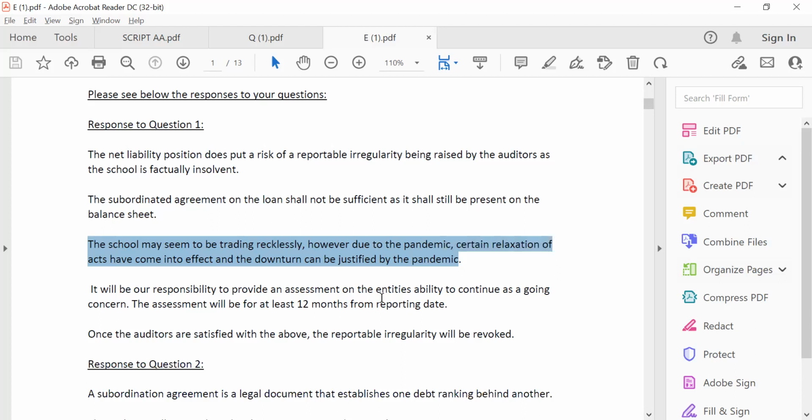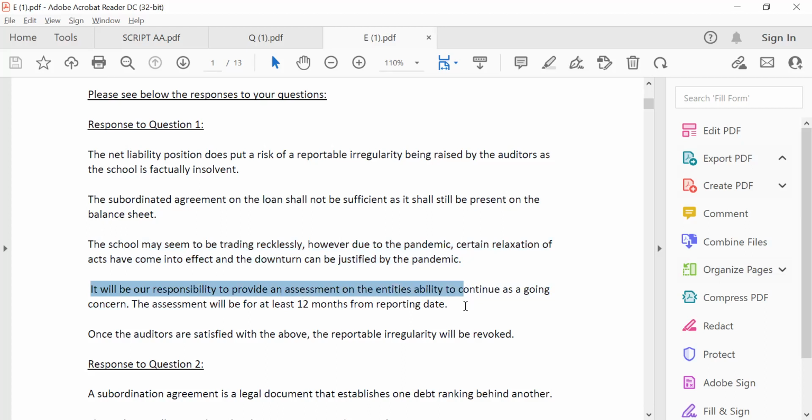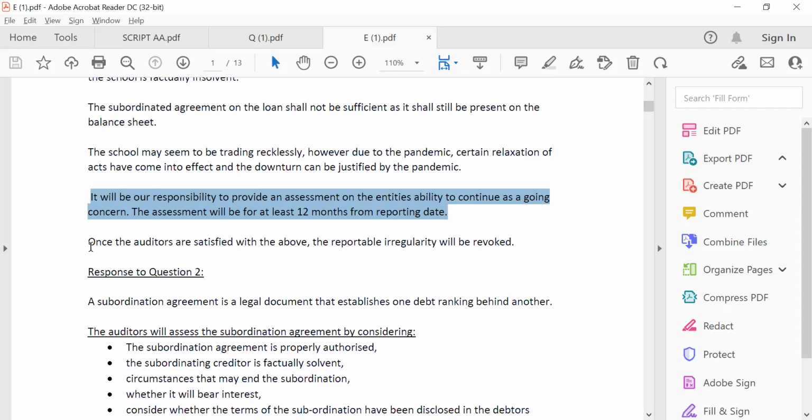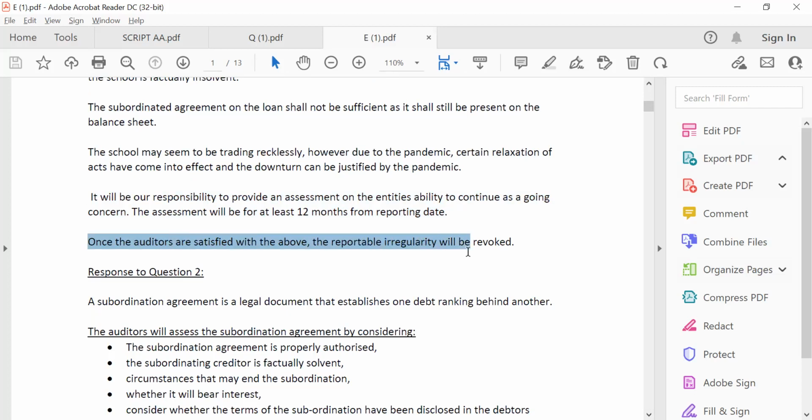It will be our responsibility to provide an assessment of an entity's ability to assess going concern. Okay, we're still on an RI, we're still on a reportable irregularity. However, the candidate brings in going concern. That is okay. Going concern is part of the questions that were asked on the day. Therefore, we will consider this as valid. What is the candidate telling us in the fourth paragraph? They're telling us that we need to provide the auditors with a forecast to support our going concern, and that's valid. That would be counted as additional evidence to persuade the auditors of going concern. Then it says, once the auditors are satisfied with the above, the reportable irregularity will be revoked.